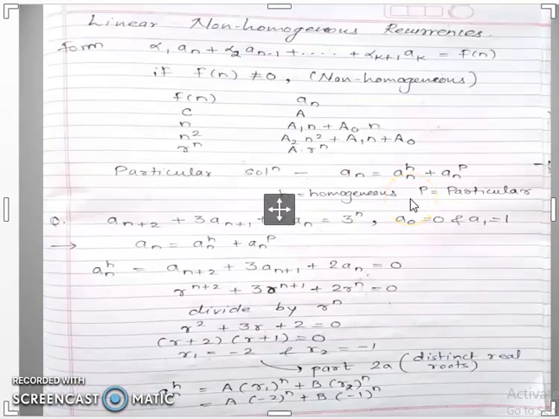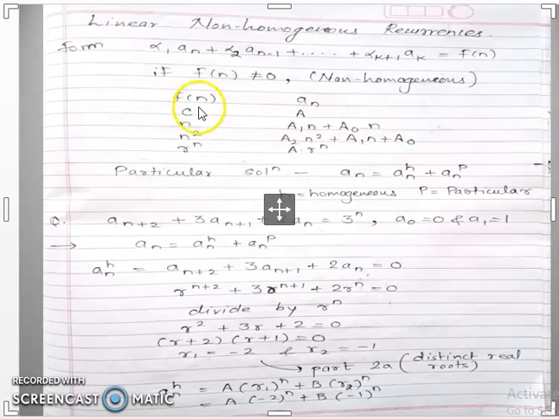Let us see how to solve the linear non-homogeneous type of recurrence relation equation. If the equation is in the form alpha 1 into an plus alpha 2 into an minus 1 plus up to alpha k plus 1 into ak is equal to f of n, and f of n, that is the function value, is not equal to 0, then the given equation is called a non-homogeneous recurrence relation equation. To solve it, some general solution formulas are given.